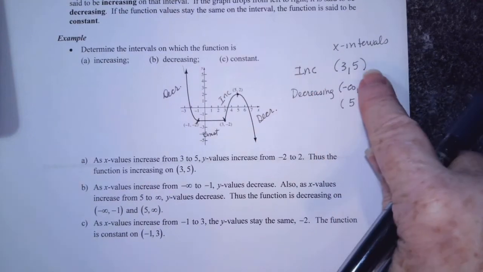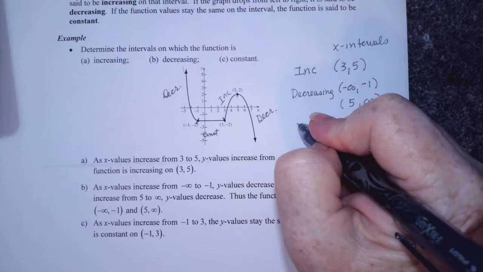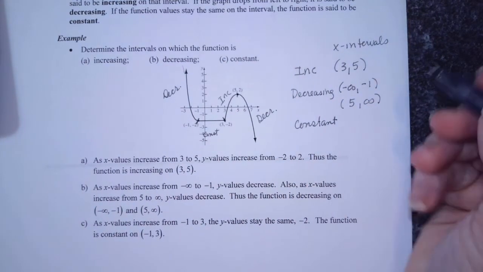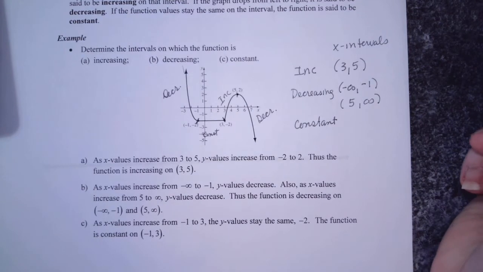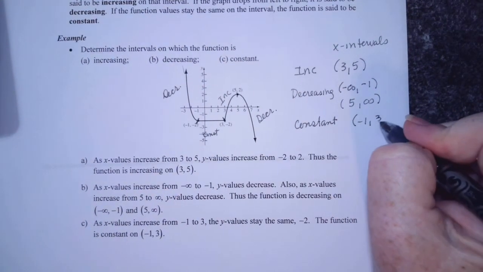So we're increasing from 3 to 5. We're decreasing between negative infinity and -1, and 5 and positive infinity. And then we are constant on this graph between, what was it, -1 and -3. Or pardon me, -1 and +3.